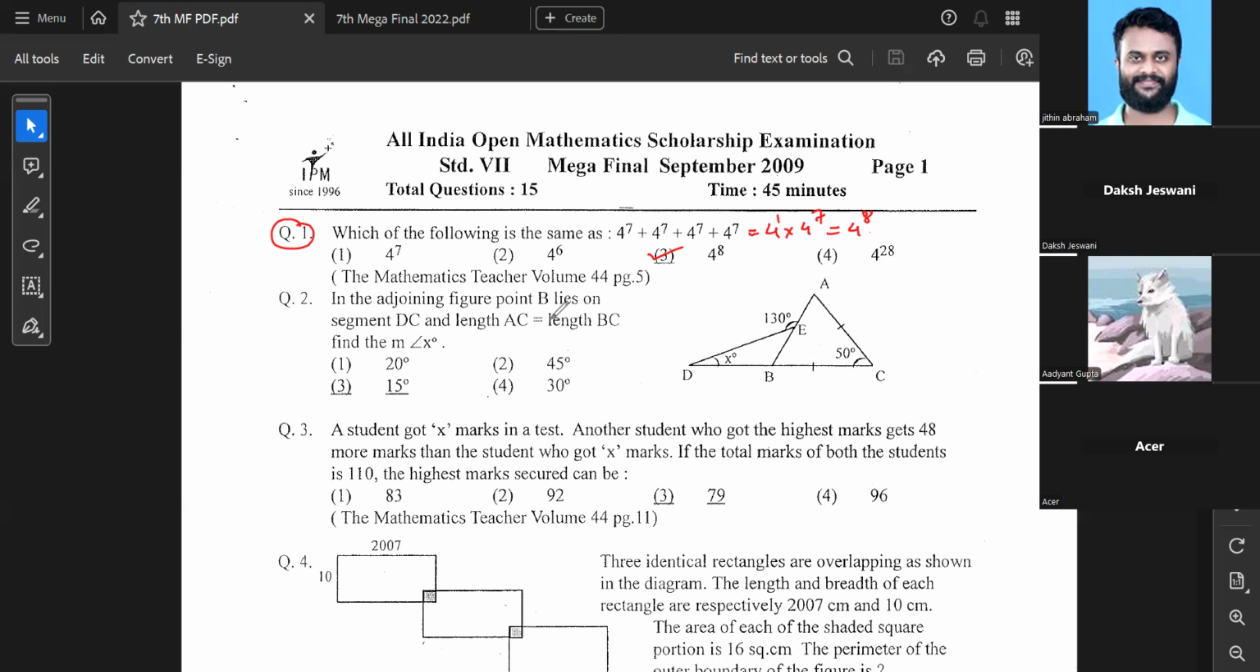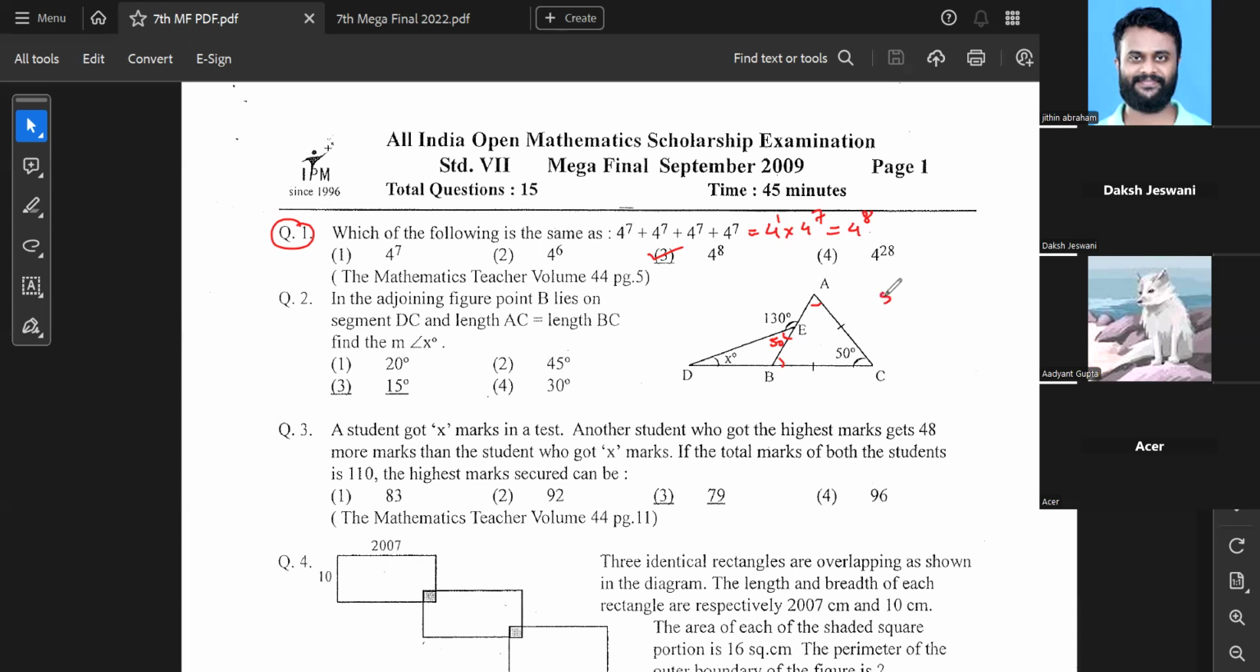Now over here, in the adjoining figure, point B lies on BC. Length AC and BC are same. We have to find X. This is X. Since this is 130, this inner angle will be 50. That is sure. And in this triangle, I can see this is 50. These sides are same, which means these angles are also going to be same.